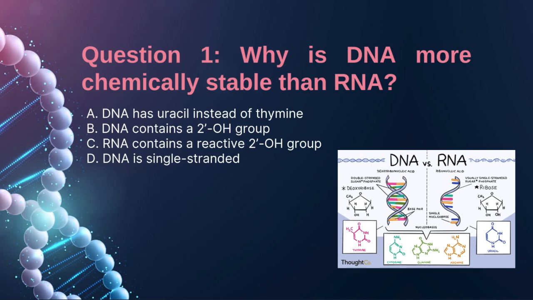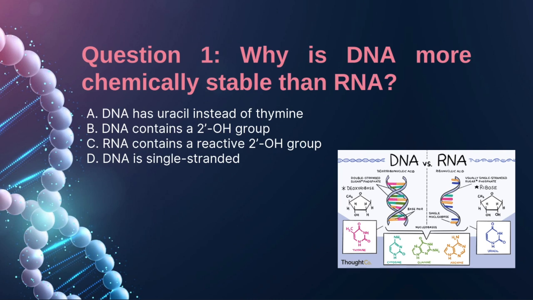Have a look at the diagram. Let's compare the sugars in DNA and RNA. DNA contains deoxyribose, while RNA contains ribose. The key difference is, look at carbon number 2, and then look at what is attached to carbon number 2 in the deoxyribose and the ribose. RNA has a hydroxyl group, whereas DNA just has a hydrogen on the second carbon. So this hydroxyl group in the RNA makes it more prone to hydrolysis, and so if it's more prone to hydrolysis, then the answer is C.